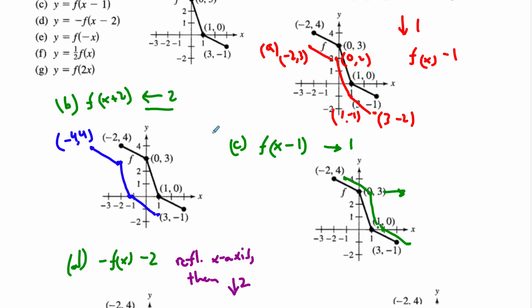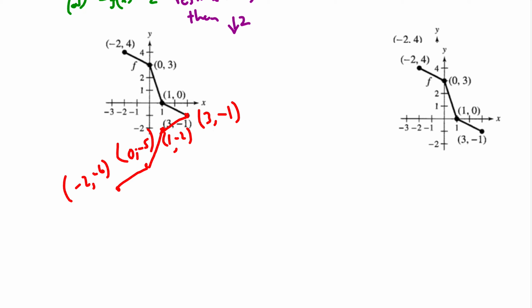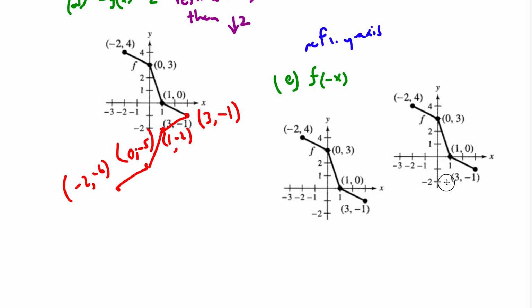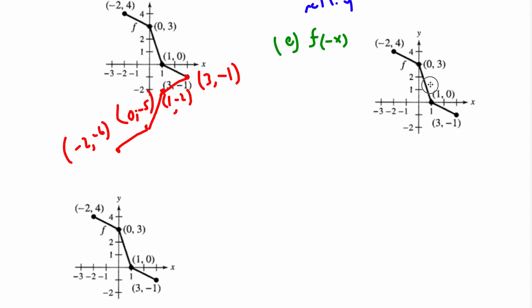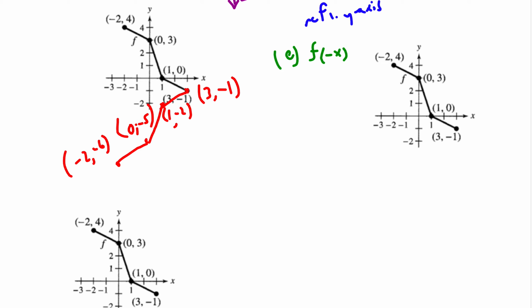Almost there. E, f of opposite x, is not actually that hard. So E, which is f of opposite x. So when we affect this directly, this ends up being a reflection over the y-axis. So we can take our sample graph here. Let's move this down here. We take our sample graph, and to reflect it over the y-axis, all we need to do is take each of these points and reflect it this way.